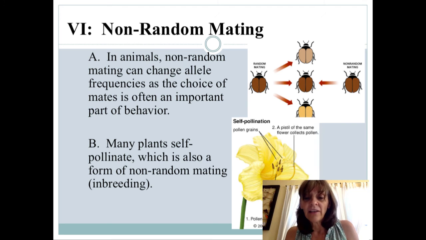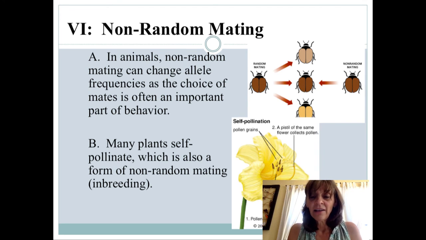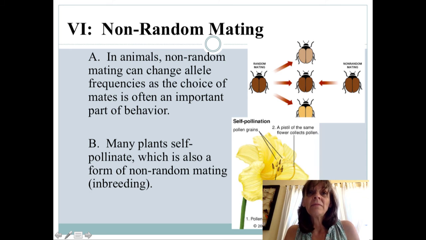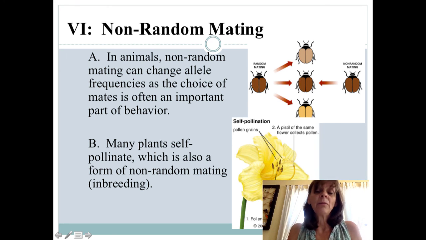Here's a picture of a self-pollinating plant where the pistil can collect the pollen. So over time, the plant has evolved so that it can pollinate itself. Now that doesn't cause it to evolve, it causes it to concentrate some of its own alleles, but it can be a means of survival if there aren't many members of your species around.